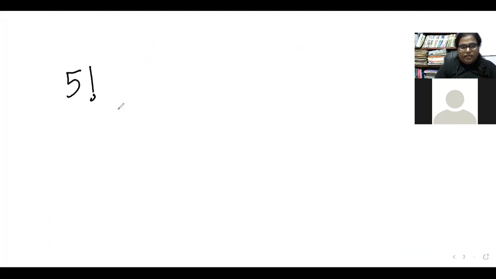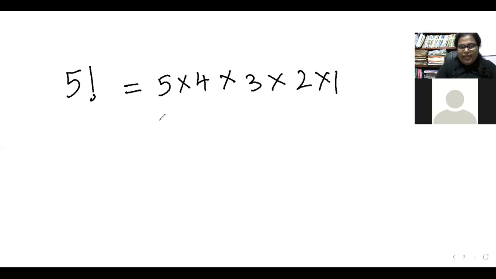It is some mathematical symbol that we use to get this simplification. 5 into 4 into 3 into 2 into 1. So this is the meaning of 5 factorial. So for some number, when you take the n factorial.